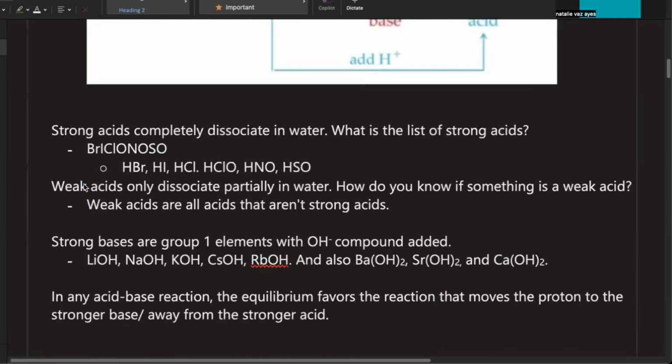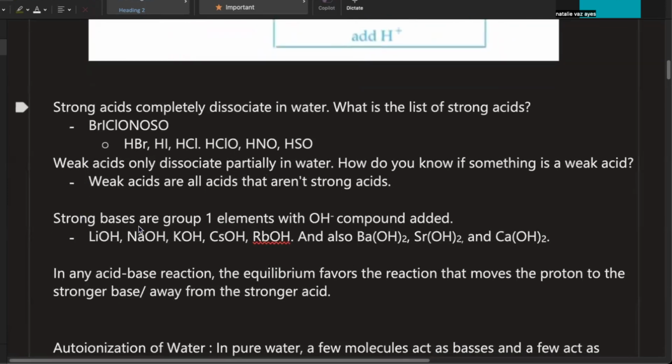Now, weak acids only dissociate partially in water. And to tell if something is a weak acid, they just are not part of BrICl-NOSO. They're not a strong acid. So any acid that is not a strong acid is a weak acid.